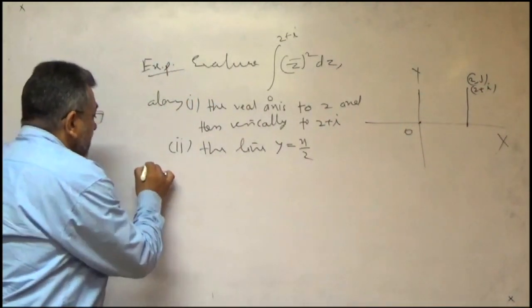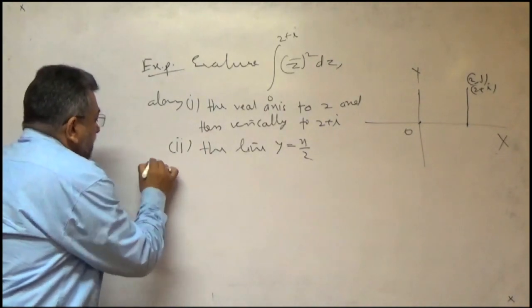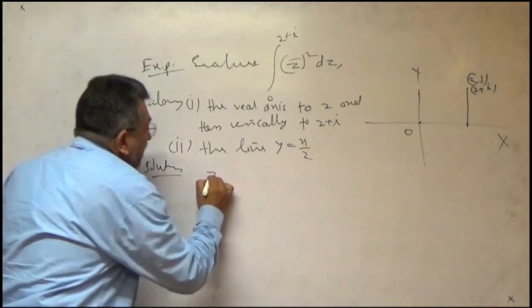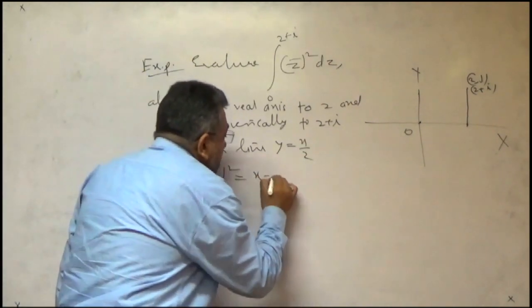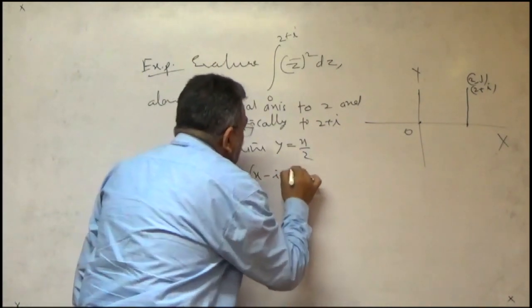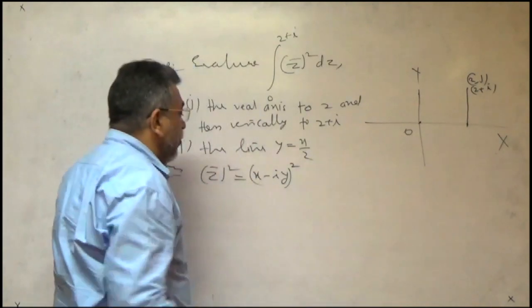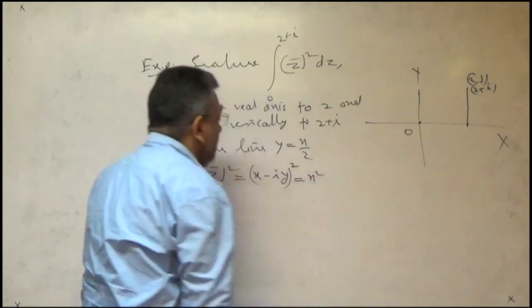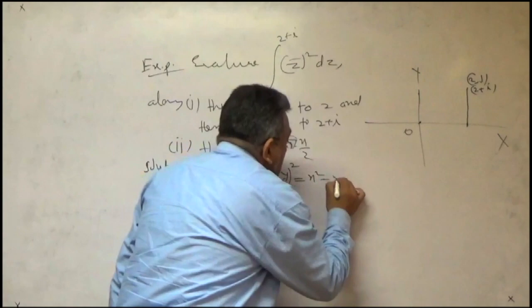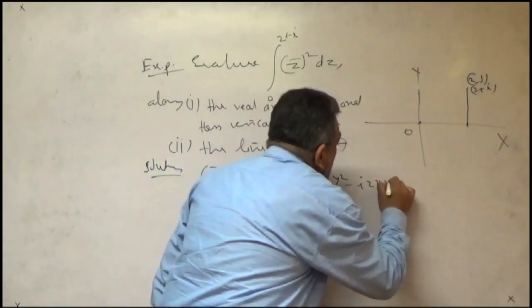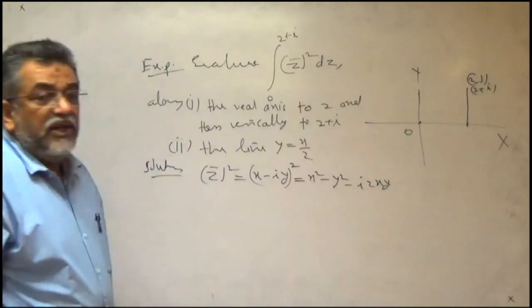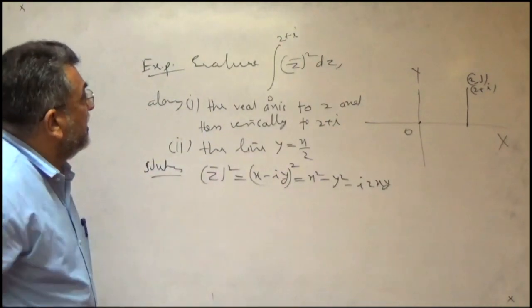First path, first solution. Here we have the function z bar square, where z bar means x minus iy, the conjugate of the complex number. Opening this, it is x square plus i square, meaning minus 1, y square, minus i times 2xy. This is the expansion of this function.